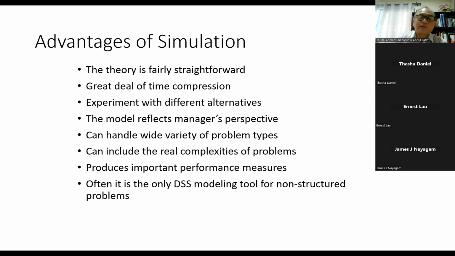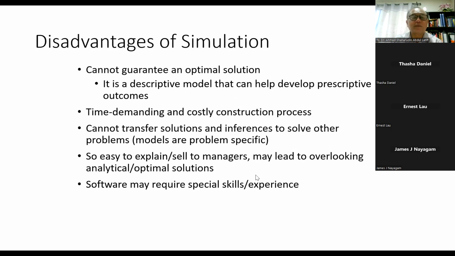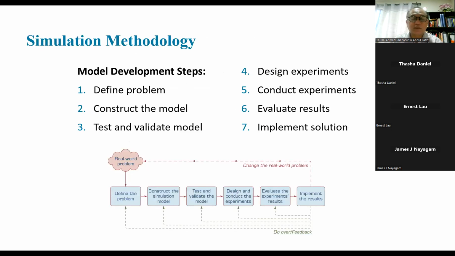Advantages of simulation: the theory is fairly straightforward, a great deal of time compression, experimentation. I think you can read this. Also, it can handle a wide variety of problems, include real complexity, produce performance measures, and is often used in decision support system modeling tools for unstructured problems. Disadvantages: it cannot guarantee an optimal solution. It is not a mathematical model. It is a descriptive model. It's a time-demanding and costly construction process. You cannot transfer the solution and inference to solve other problems. So it uses expert models.